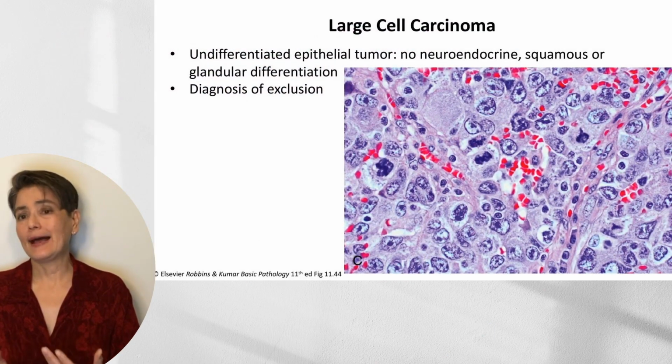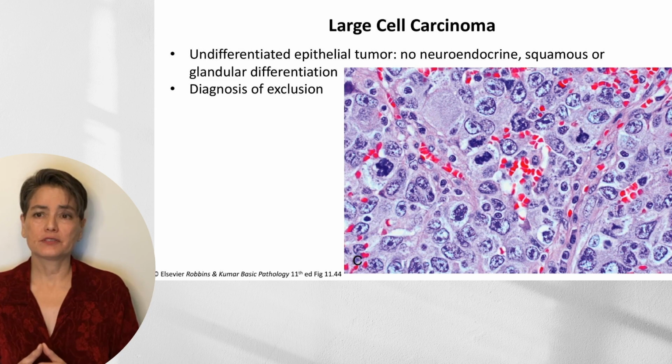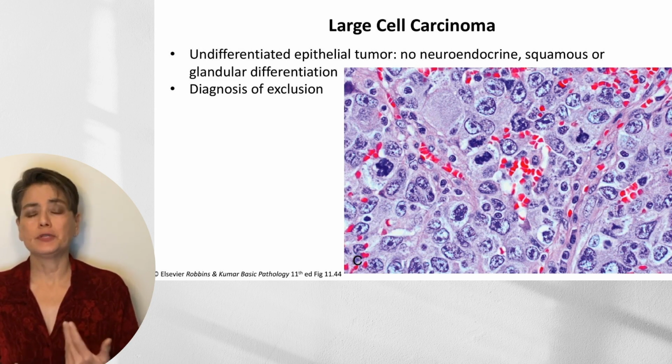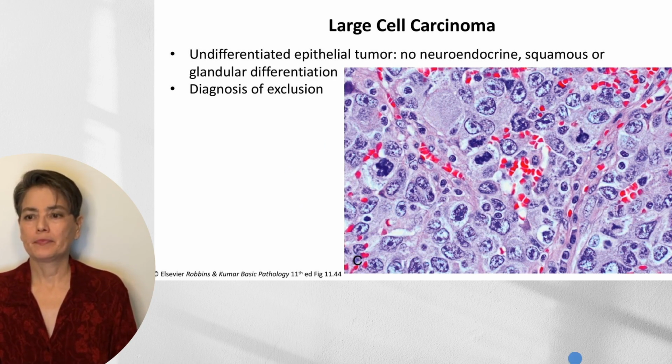This brings us to the last of the types of carcinoma that we talk about in Robbins Basic Pathology. This is large cell carcinoma. As I mentioned, this is a diagnosis of exclusion, so we have to exclude, using immunohistochemistry, neuroendocrine, squamous, or glandular differentiation. And when we do that, we are left with large cell carcinoma.